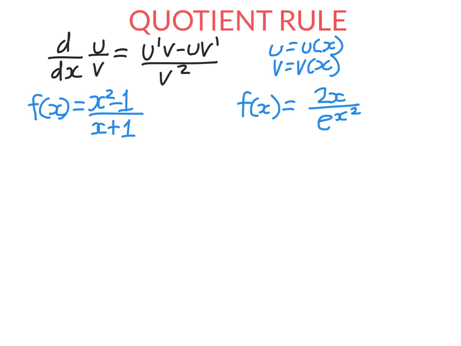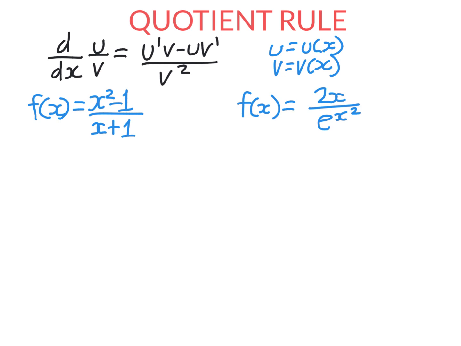Thank you so much for tuning into this video in which we will look at the quotient rule. So quotient means divide. You use this rule when you have one function of x divided by another. That's what this notation means, that u and v are both functions of x.